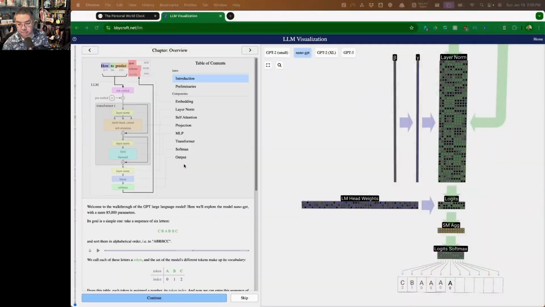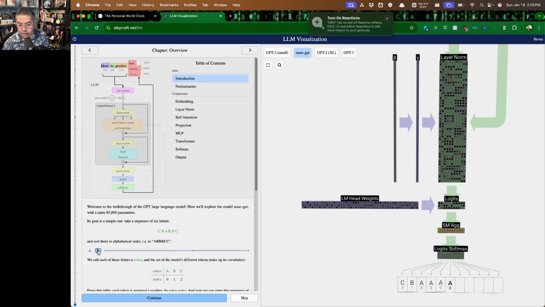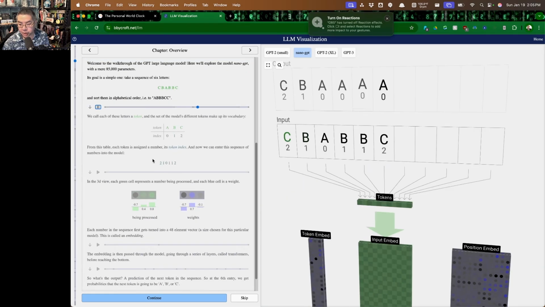So let's get started. We're going to go back to the top of our model here, and we're going to start with the prompt. So when you put a prompt in, the first thing that happens in a generative AI system is the prompt is tokenized. And what that means is it is transformed from letters or parts of words or words into numbers.